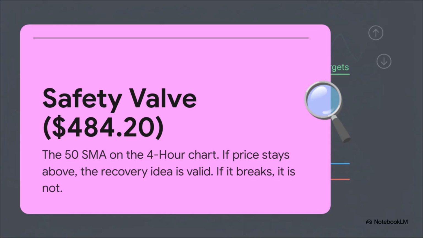So why that number? What's so special about 484.20? Well, if you look at that 4-hour chart we just saw, this level is a key area of support. The best way to think about it is like a floor. As long as the price of Microsoft stays above this floor, our idea about a short-term recovery is still good to go. It is our absolute line in the sand.